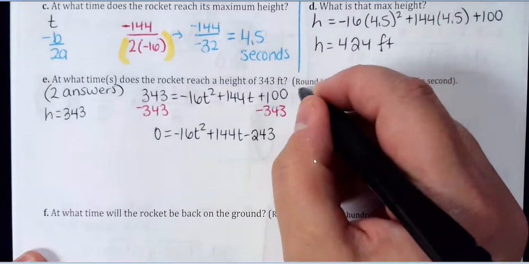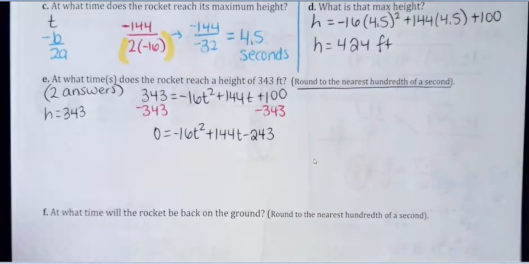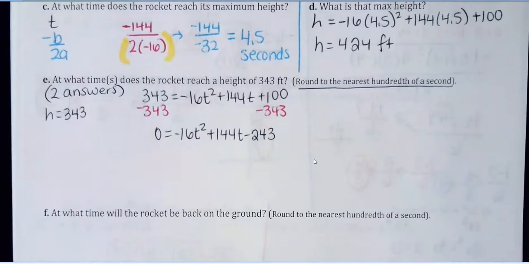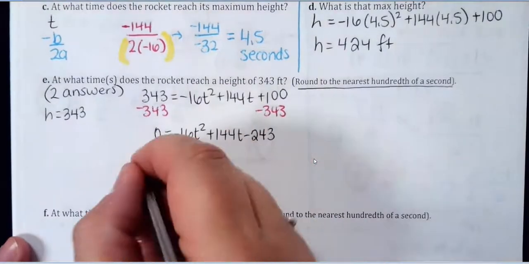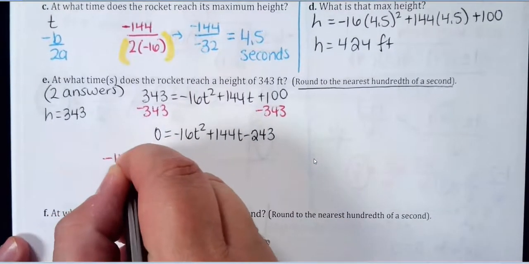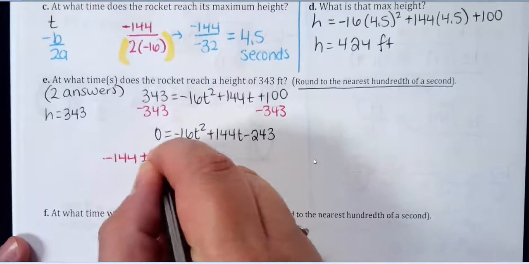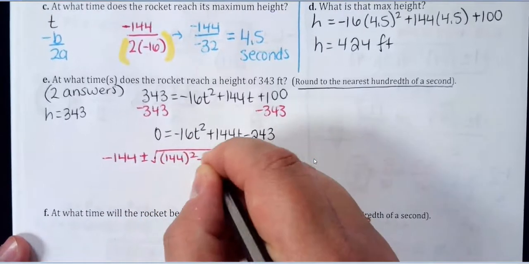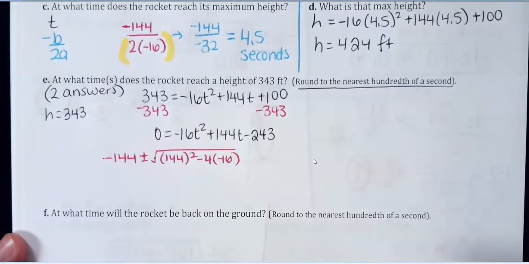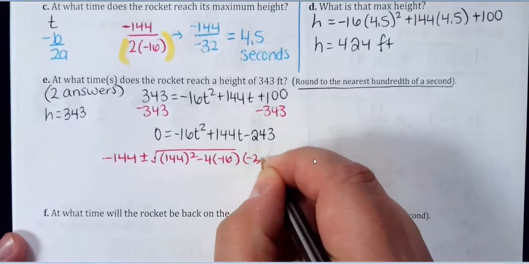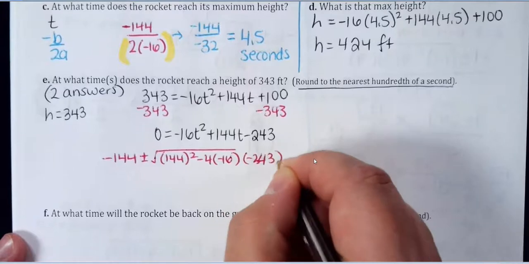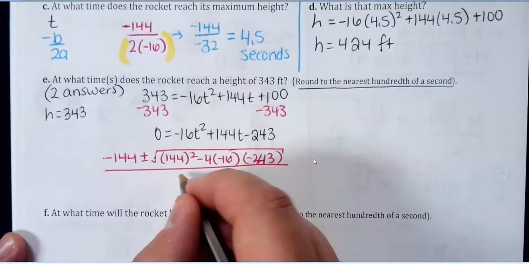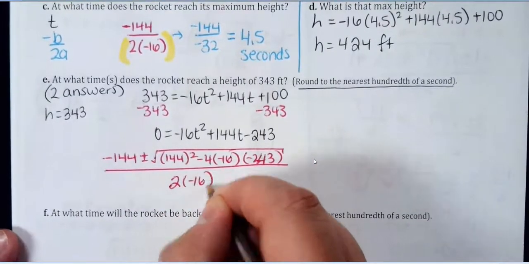It says round to the nearest hundredth of a second. We are not breaking down the garbage radical you are about to get in this problem. We're just going to use a calculator, okay? So, opposite of b would be negative 144 plus or minus the square root of b squared, which is 144 squared, minus 4 times a, negative 16 here, times c, which ends up being negative 243. Everybody over 2a, which is 2 times negative 16.